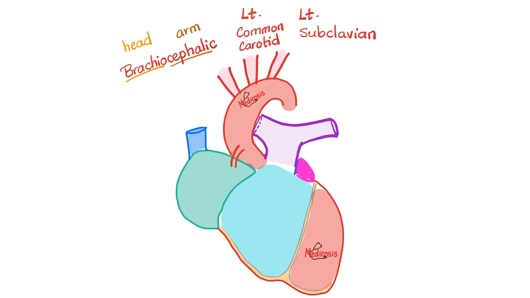The first basic fact, or group of facts. This is your left ventricle, which has oxygenated blood. Of course, the oxygenated blood will be ejected from the left ventricle to this aorta.